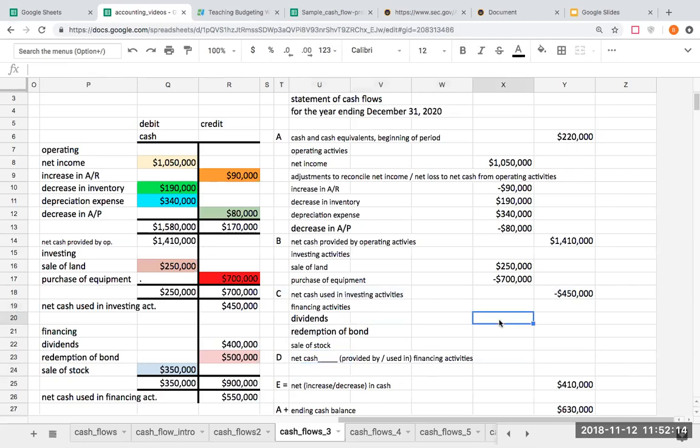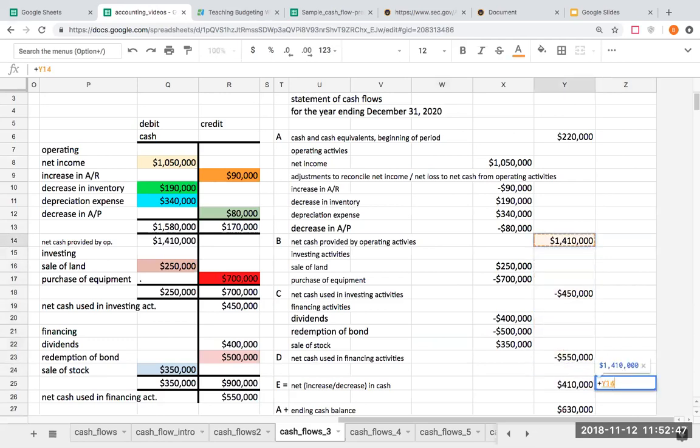So my dividends, because it has a credit balance, will be showing a negative amount. My bond redemption, because it's a credit, will be shown as a negative. And my sale of stock right here is going to be 350. So this is going to be my net cash used in financing activities. And this is going to be a total of 550,000. When I add up the 1,410,000 plus the 450 plus the 550, that's what I get.